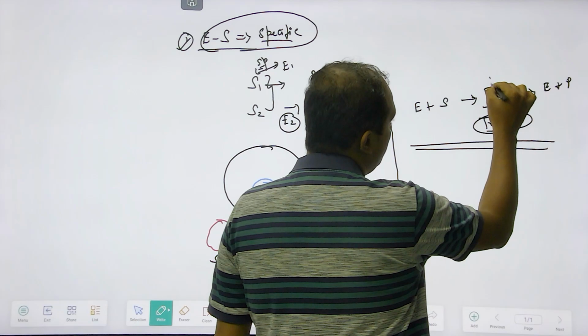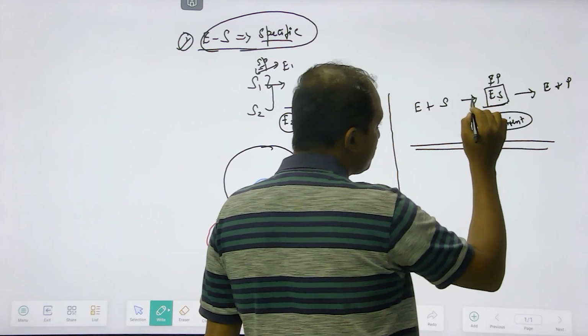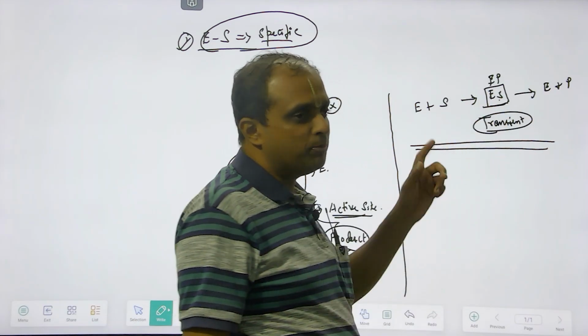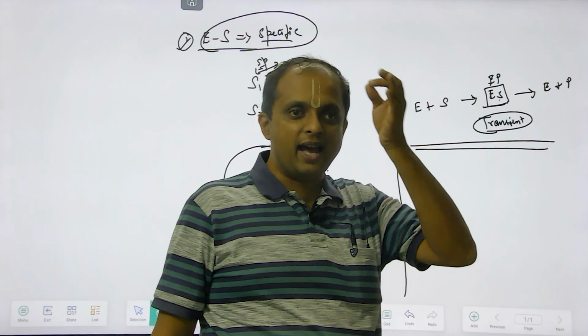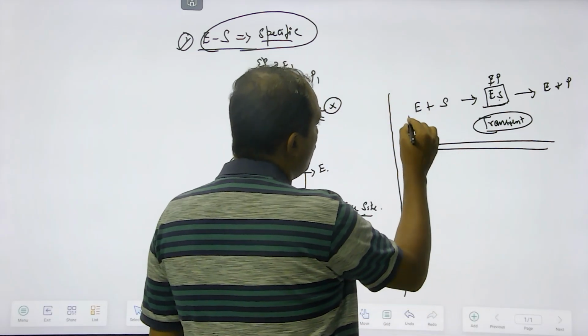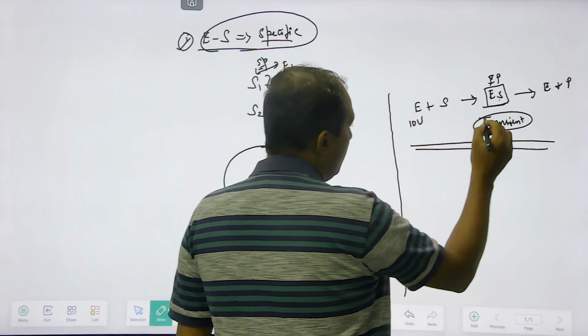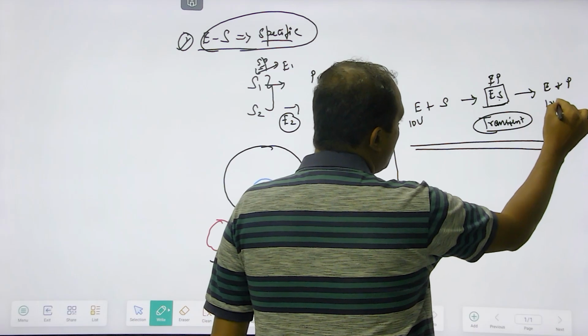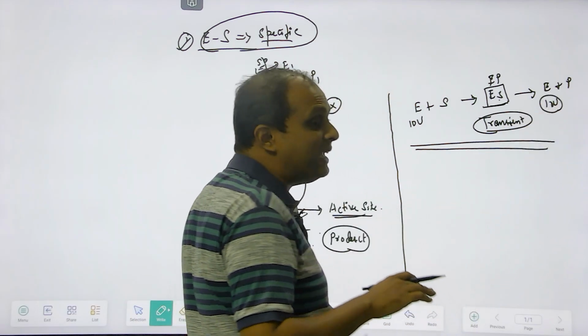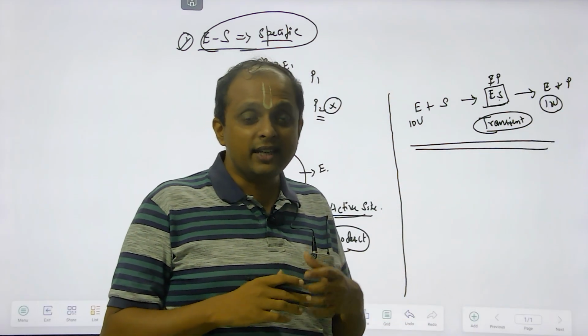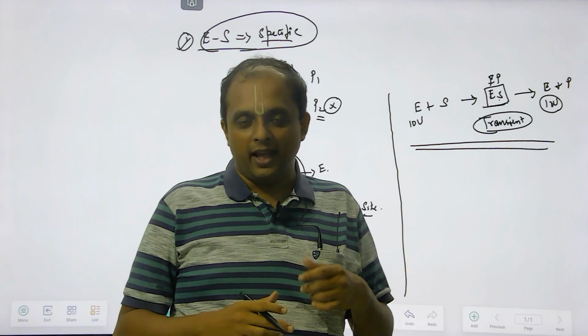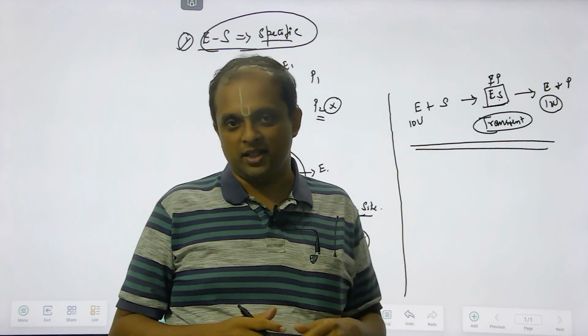So here it could be EP. And friends, the substrate is getting converted to product, but the enzyme retains as it is. Say, for example, if we use 10 units of enzyme, we get the same 10 units back, making the enzyme inert. The enzyme doesn't get involved in the reaction; it just catalyzes the reaction.